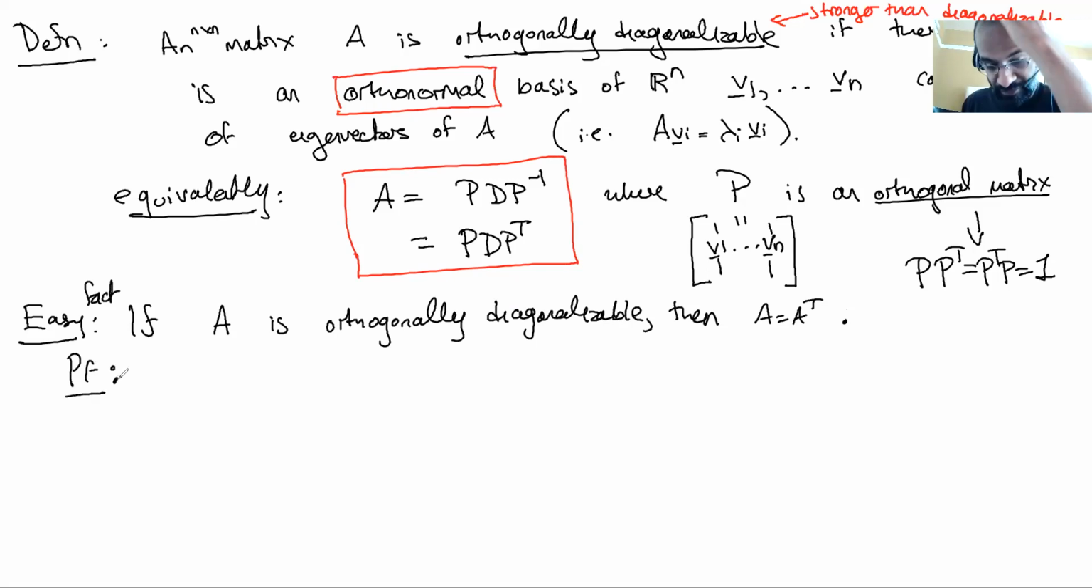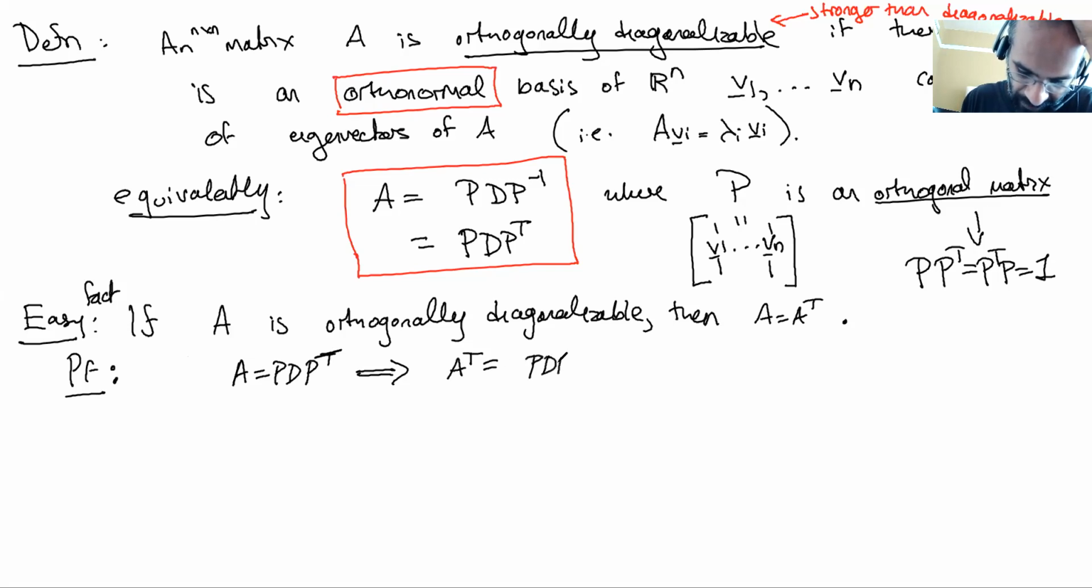Well, it's just matrix algebra, right? So A is equal to PDP transpose. What does that tell me about A transpose? Well, A transpose is equal to PDP transpose, transpose. And now if you remember how transpose interacts with matrix multiplication, you reverse the order. So this is P transpose transpose, D transpose, P transpose.